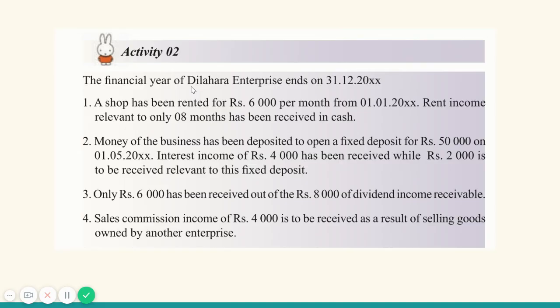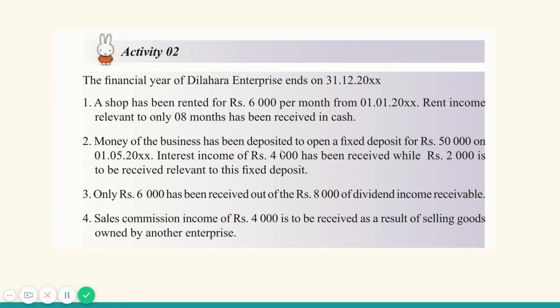In the second one, money of the business has been deposited to open a fixed deposit of 50,000 on 1st May 2019. So you can't calculate the interest for the whole year, because they did not open the deposit on 1st January 2019. It's on 1st May. After 4 months only, they started the fixed deposit. Therefore, we have to account for 8 months. The fixed deposit interest income must be calculated only for 8 months, and only those 8 months are relevant for our accounting period.